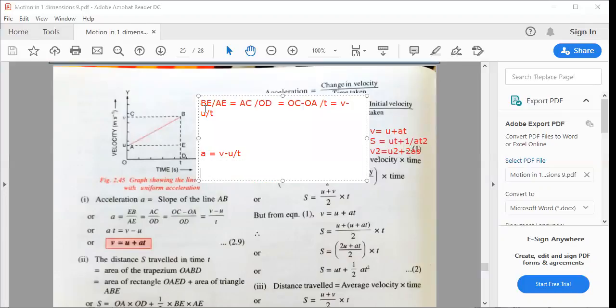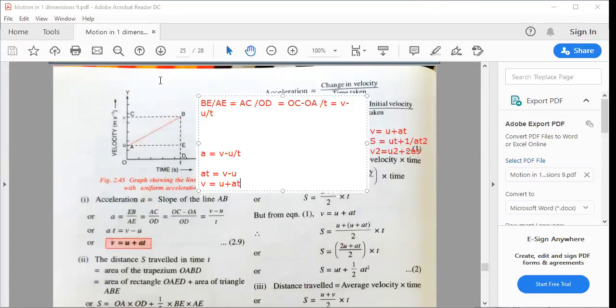Okay, just align it properly. It will become A is equal to V minus U upon T. So V is equal to U plus AT. So actually I got my first equation. So this is the derivation.